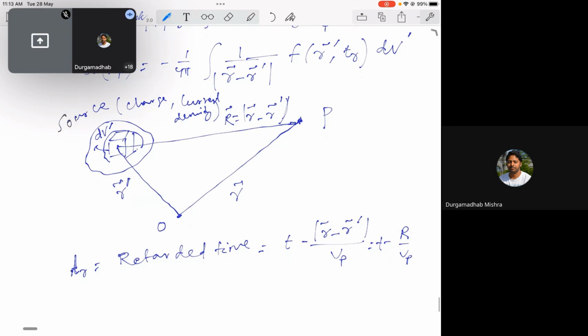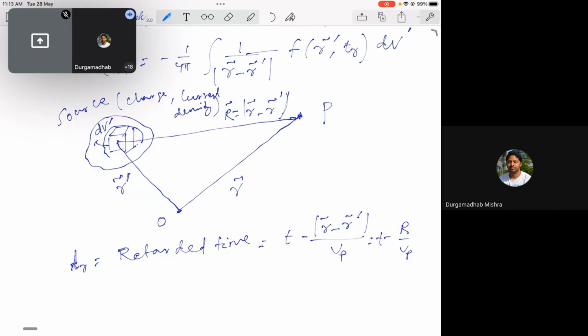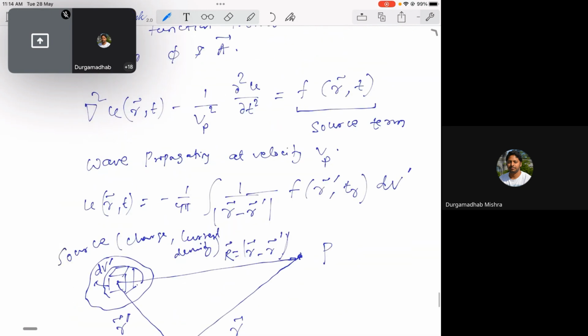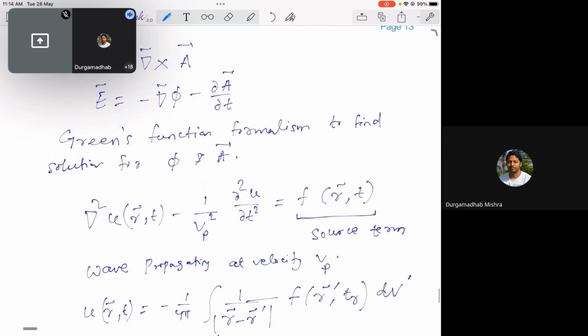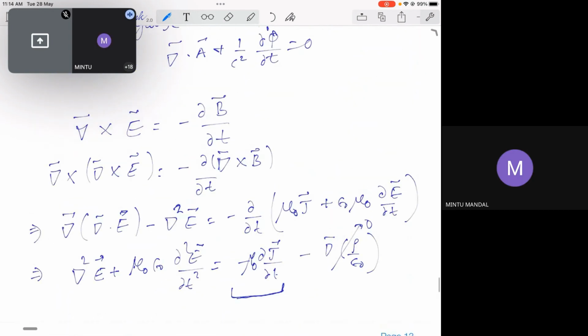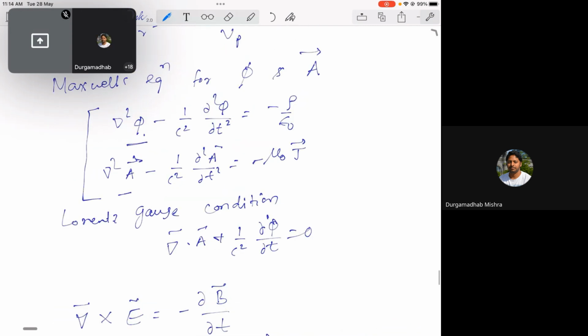This is the most important concept, and due to this effect the electric field and magnetic field will be modified, which will be different from the expressions of Coulomb's law or the Biot-Savart law that we saw earlier. When you look at the equations that we wrote for scalar potential and vector potential, they look exactly like what the Green's function formalism handles easily, because we can write them in terms of this.